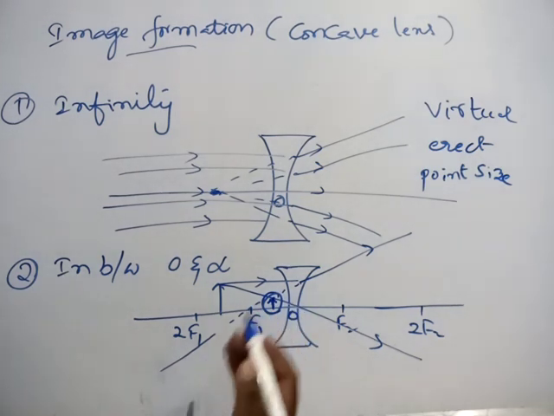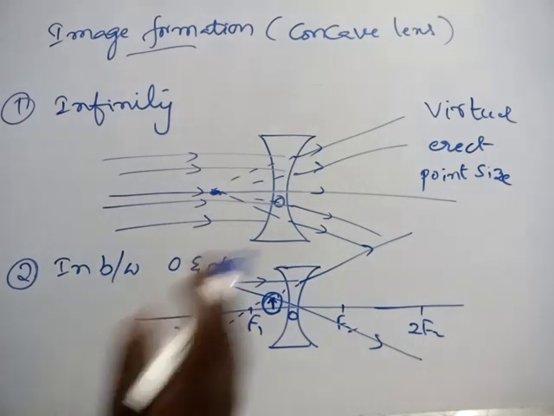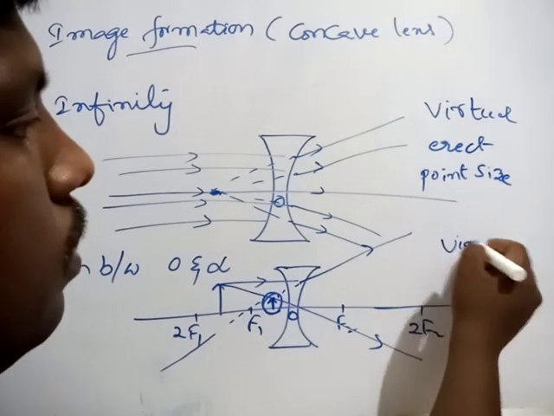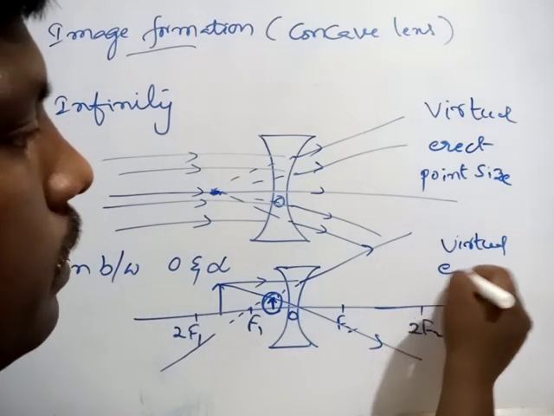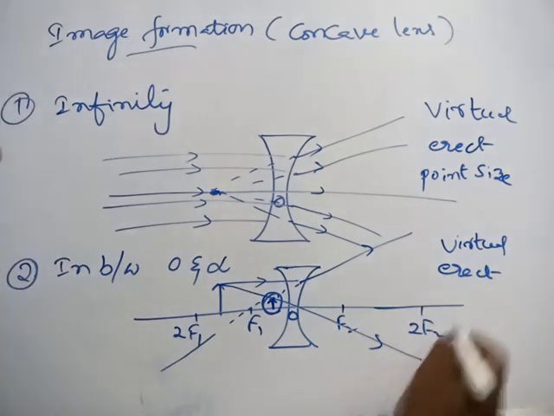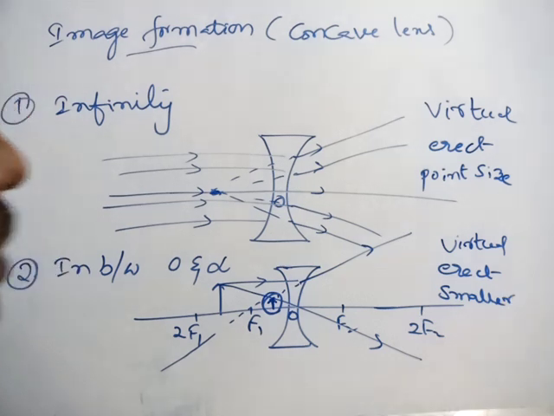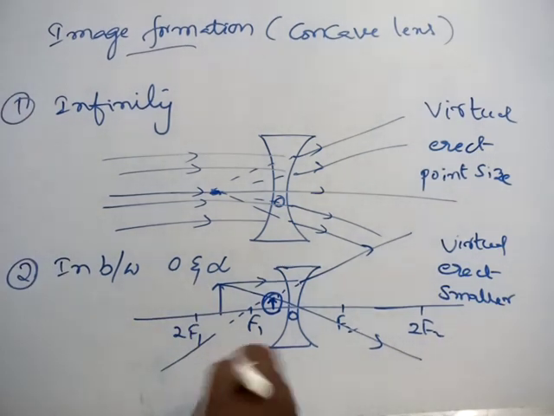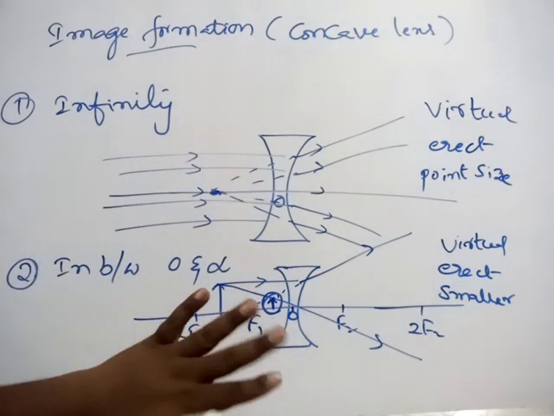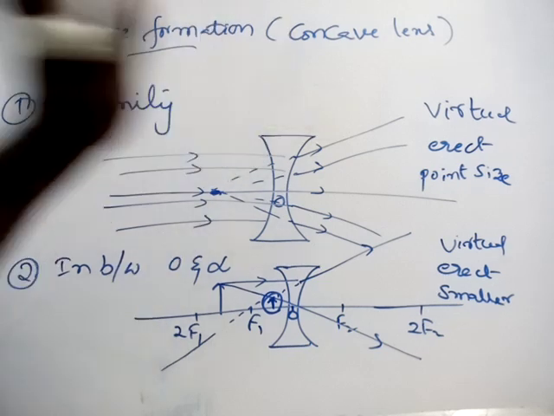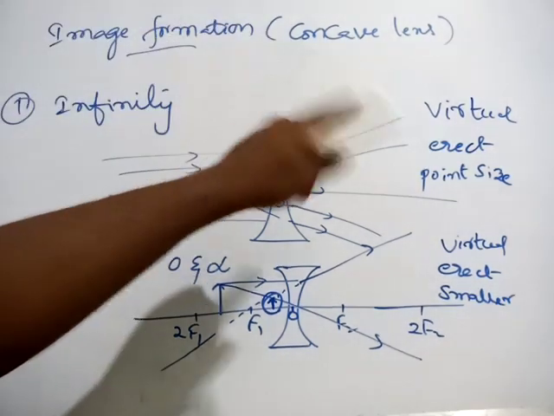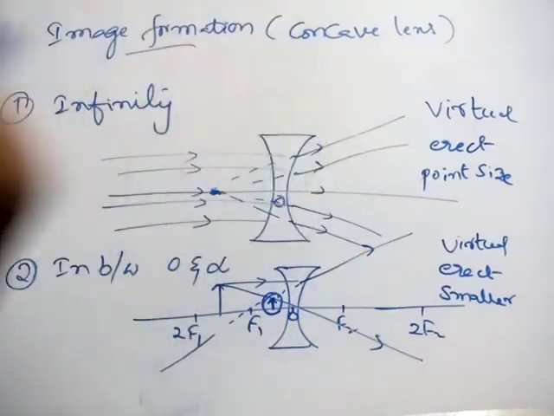See, the image is formed on the same side as the object. That's why this is also a virtual, erect image, and smaller in size, not highly diminished, just smaller than the object, and formed in between the optic center and F1. That is the location of the image. Children, these are the two cases for a concave lens. So the concave lens gives a virtual erect image.